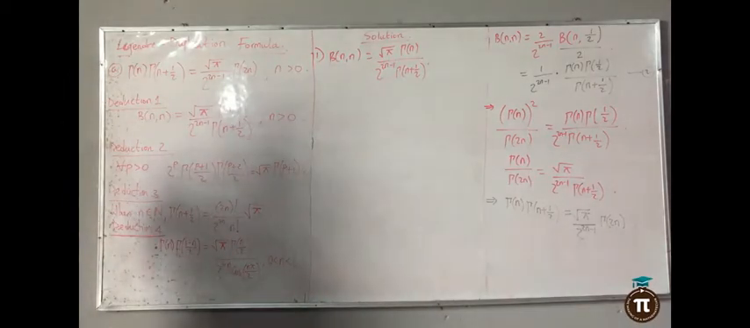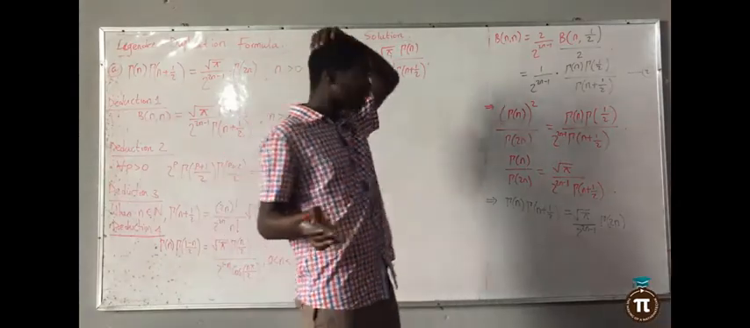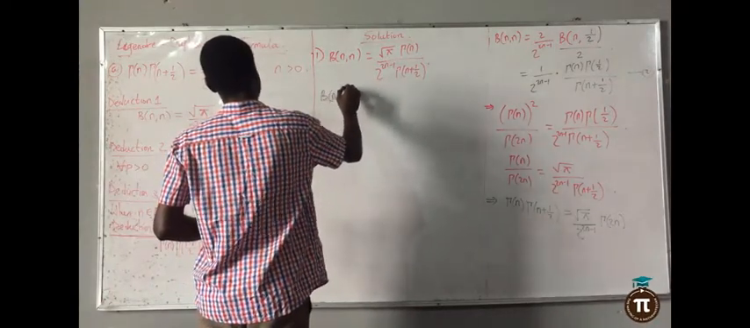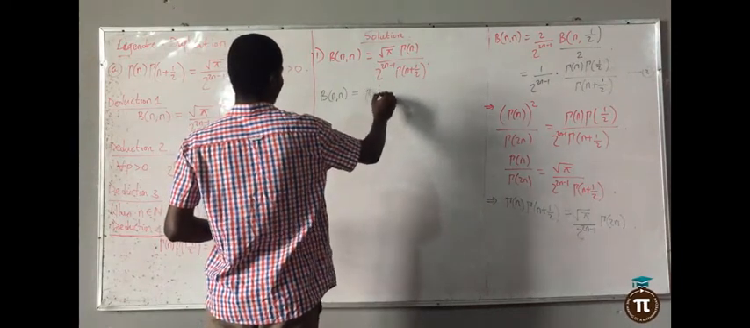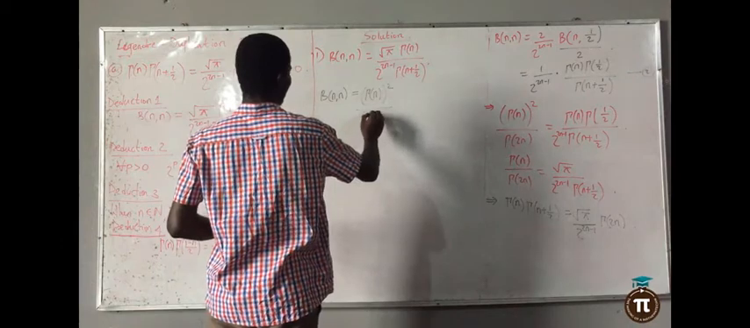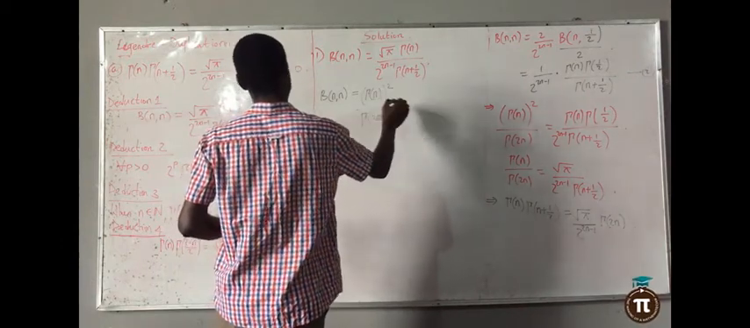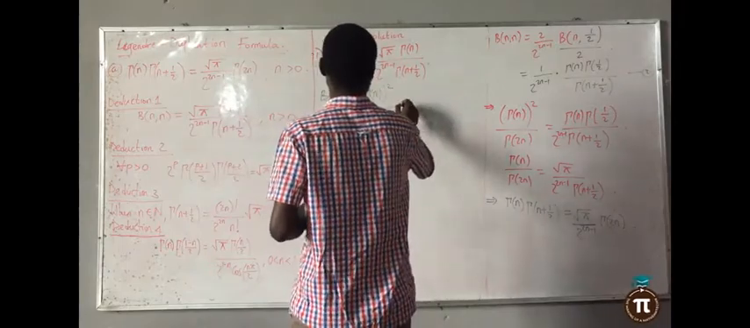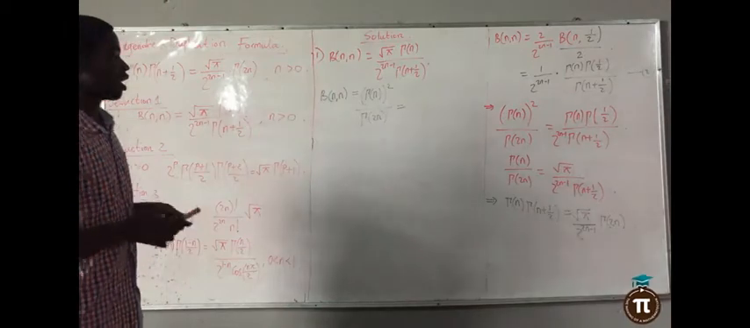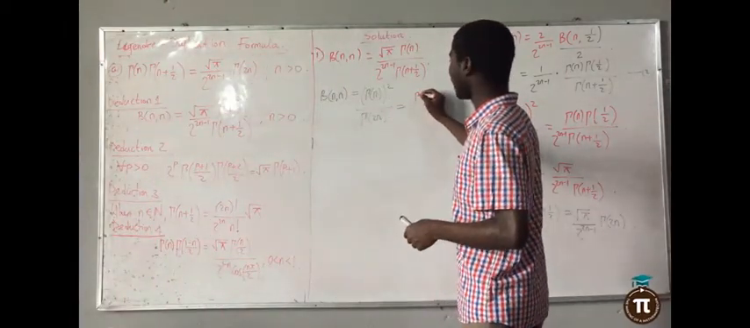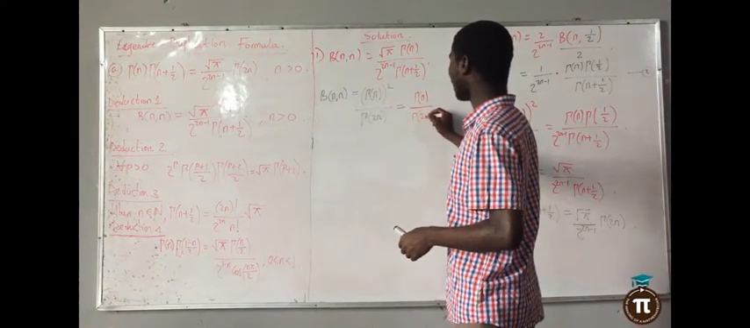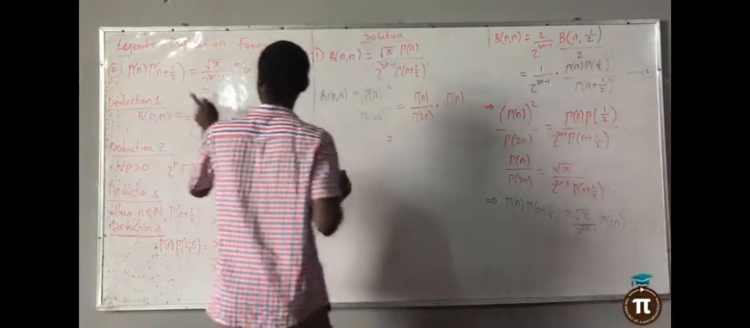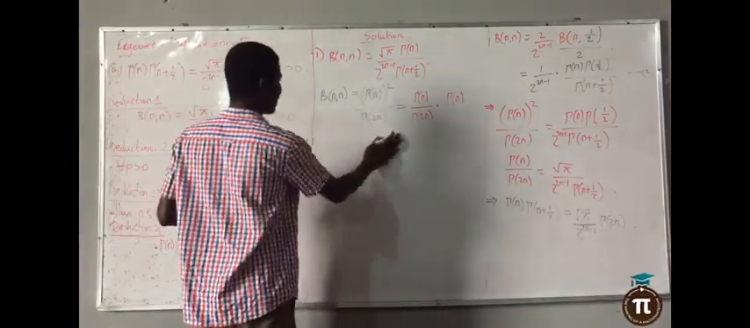How do we go about this? How we go about this is just simply going to be, don't forget, beta of n comma n is equal to gamma of n all squared over gamma of 2n. That is what it is. So what am I going to do now? This is equal to gamma of n over gamma of 2n multiplied by gamma of n. So from deduction 1, from A.